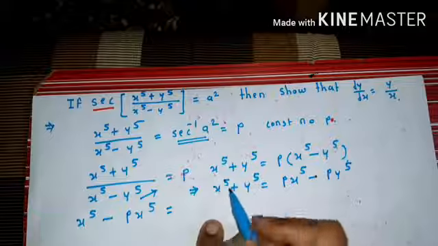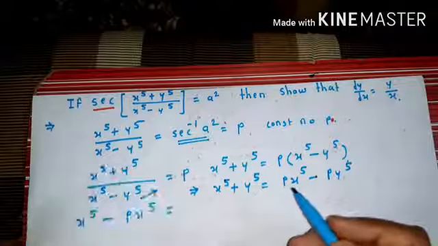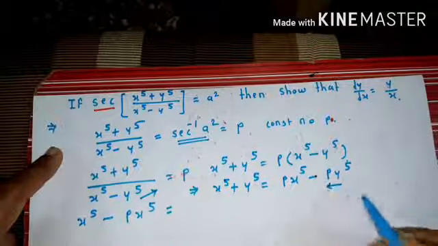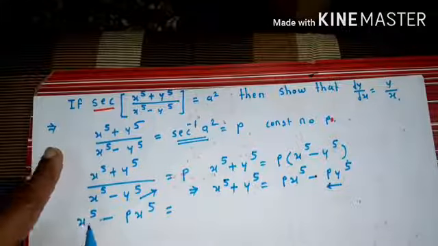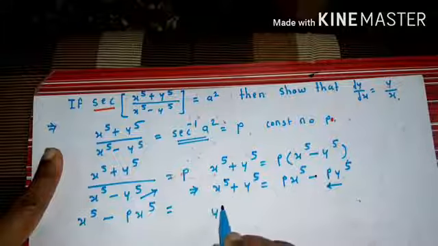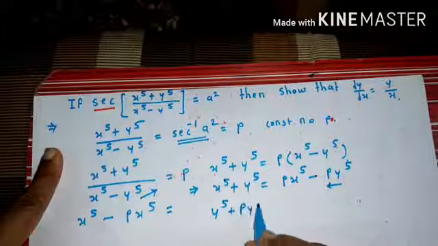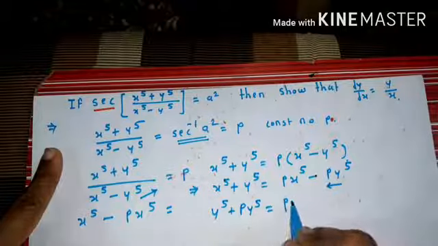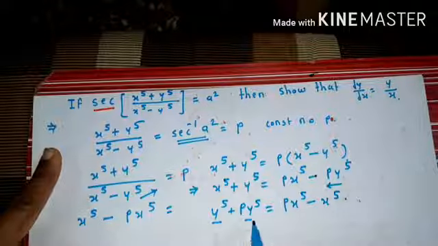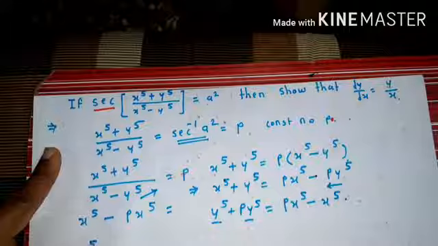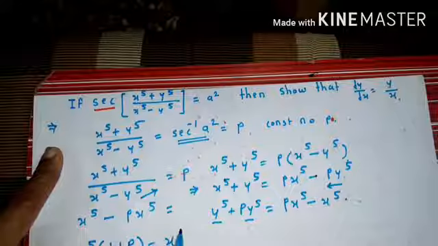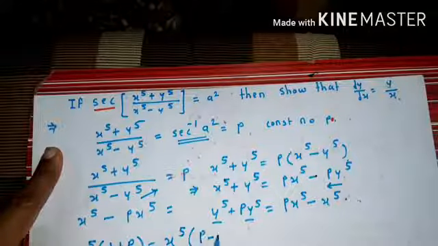We are collecting the same variable at the same side. Suppose at one side the variable y and at the other side the variable x. Shift y to one side, we get y^5 plus p y^5, and on the other side p x^5 minus x^5. Now take y^5 common, we get y^5 into (1 + p) equal to x^5 into (p − 1).